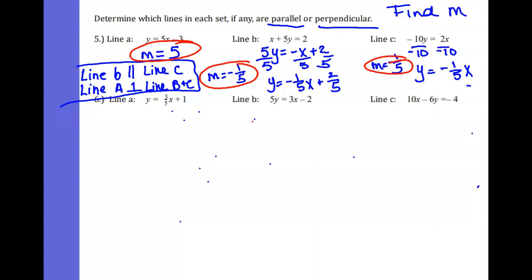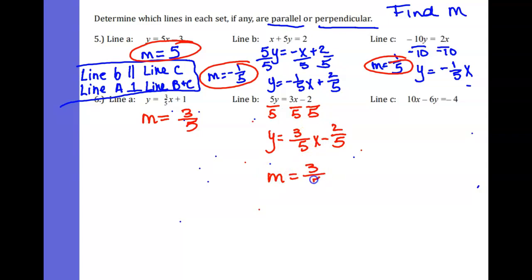All right, so let's try it again with number 6. Here we're going to pull out our slope. Our slope is 3/5. All right, that was easy. It's already in slope-intercept form. B, we have to divide by 5. Y is equal to 3/5 x minus 2/5. So here we can figure out the slope is 3/5. So notice they're both the same, so already we can say A and B are parallel.